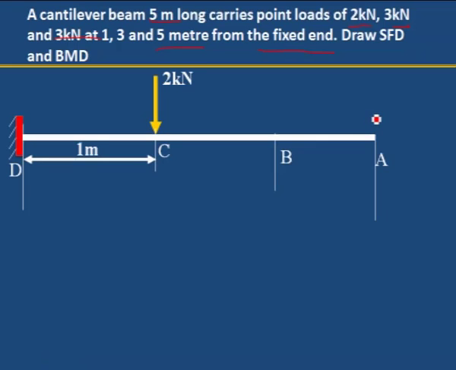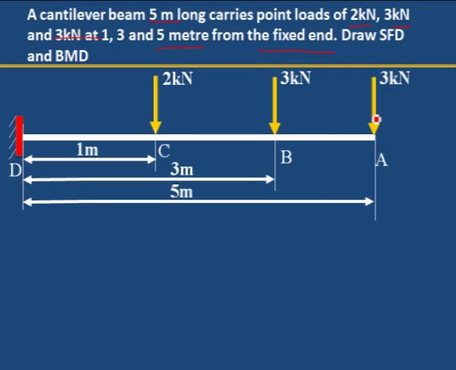2 kilonewton is acting at a distance of 1 meter from the fixed end, 3 kilonewton at 3 meter from the fixed end, and another one at 5 meter from the fixed end. 5 meter means the span is also 5 meter and the distance is given as 5 meter, therefore this 3 kilonewton is acting at the free end. These are the 3 point loads considered. In the first problem we considered 1 point load, in the second problem 2 point loads. Here another point load is added, so 3 point loads are there.